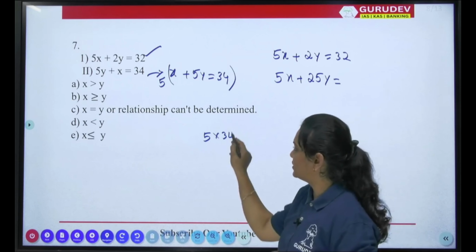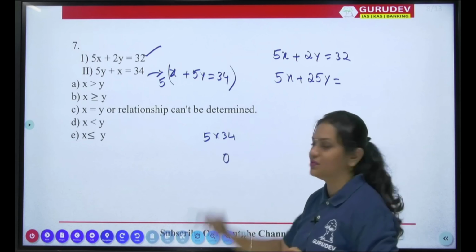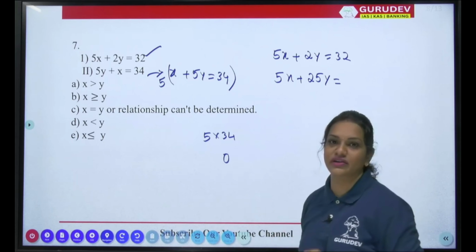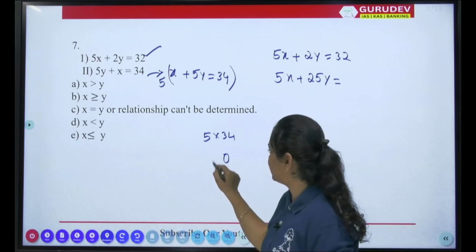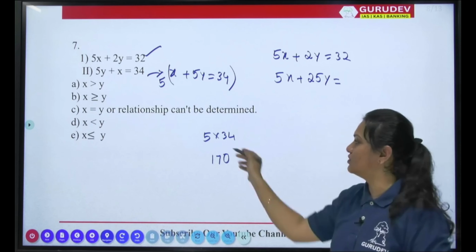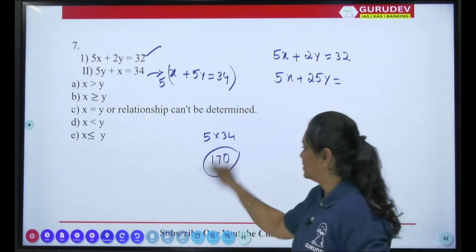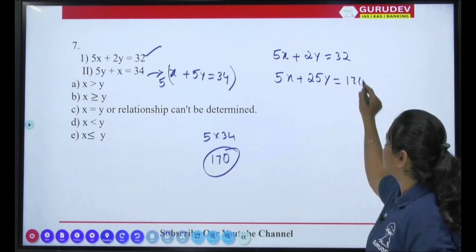So in case of it is an even number, right? So by default it will be 0. And what is half of the 34? It is 20. How much is it? 70. Is it? So 34 times 5, how much is it? 170. Yes. So it is 170.